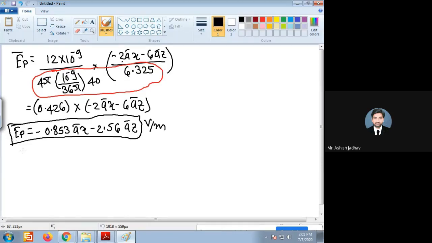Now, the second part of this example is to find the electric field intensity at origin 0, 0, 0 because of a line charge. So line charge is present somewhere here. So let me draw this line in this fashion.